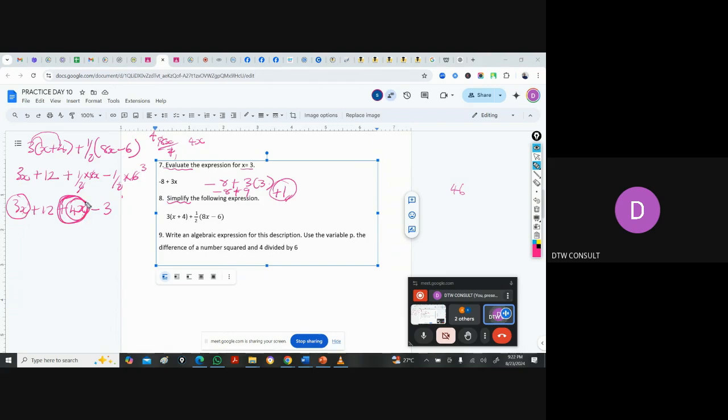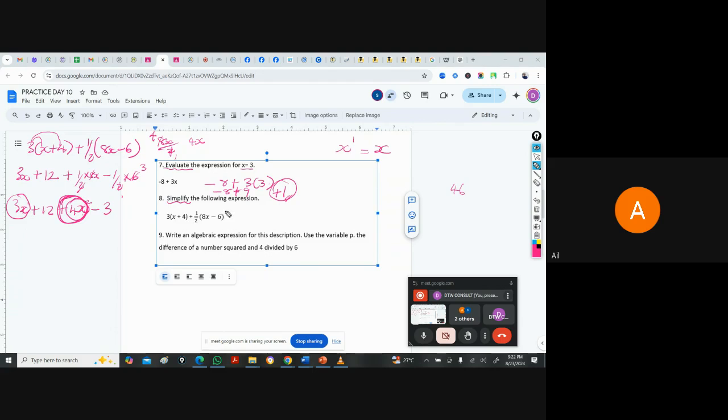If this was x squared, and this was just x. When you see x alone, it means x is raised to the power of 1. There's an invisible 1. In maths, we don't put the 1 because x raised to the power 1 is x. Do you see that?